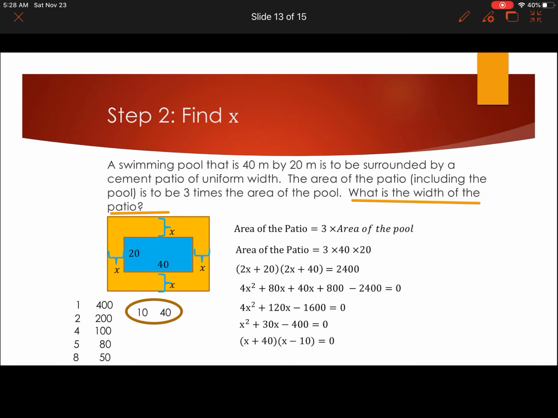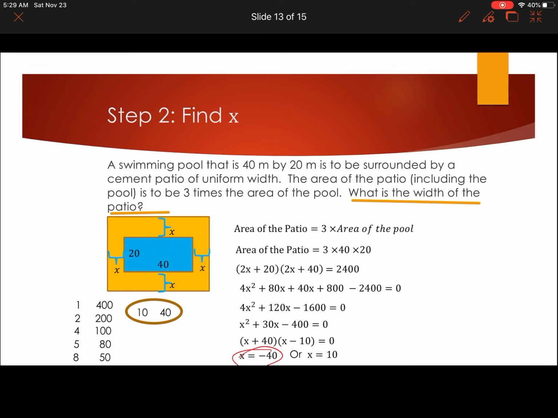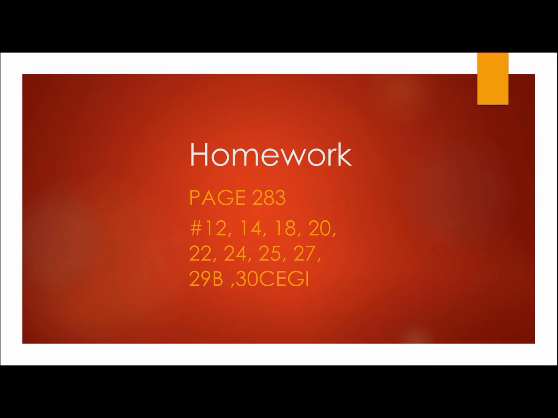I know that my numbers have to multiply to a positive, so both signs match, and the larger one is going to be positive when we add. So x plus 40, x minus 10. So my two possibilities are x can be minus 40, or x can be 10. But can my width be negative? No, it cannot. So my value is 10.